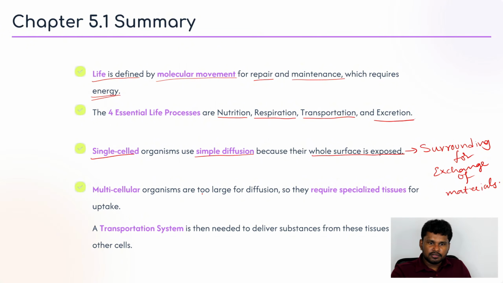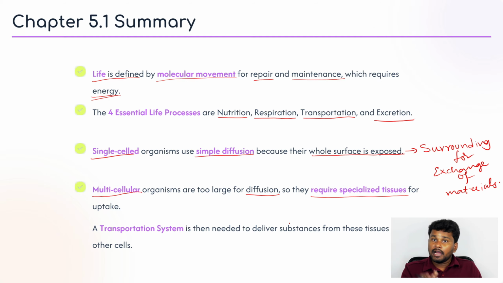Multicellular organisms are too large for diffusion. That means diffusion can't meet the needs of multicellular organisms. So they require specialized tissues for uptake. After uptake, the transportation system plays an important role in delivering the substances from the uptaking tissues to all the other cells. So this is how all life processes work together to keep you alive.